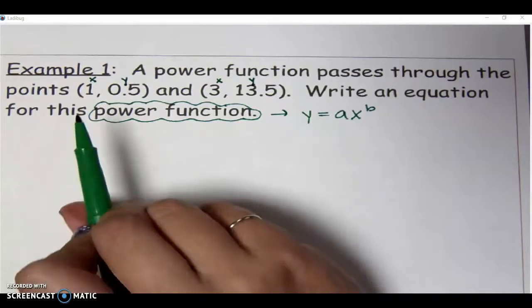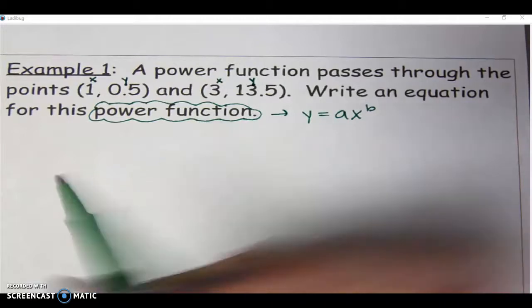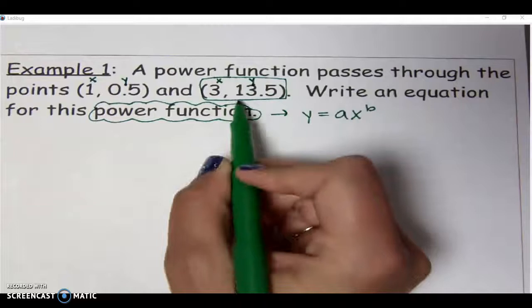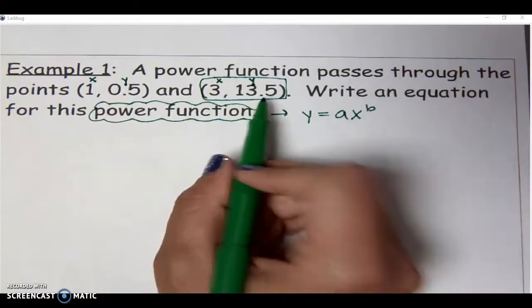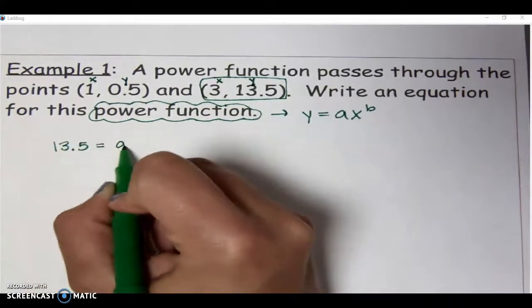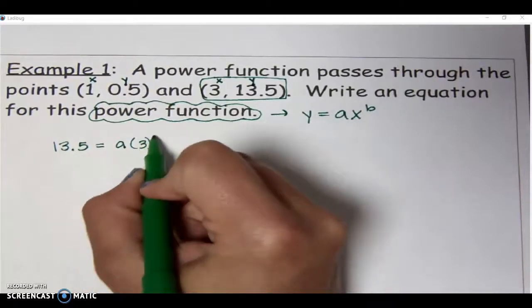What you want to do is pick the one that has the bigger y value first, because we're going to need to divide these things. So I'm going to do this point first, and I'm just going to plug this into y equals ax to the b. The y value here is 13.5 equals, I don't know what a is. The x value here is 3. And I don't know what b is.